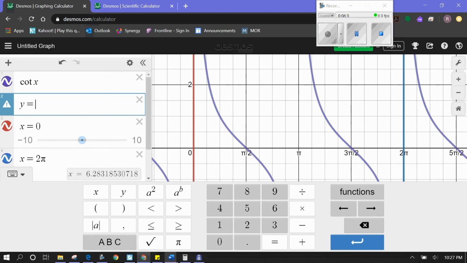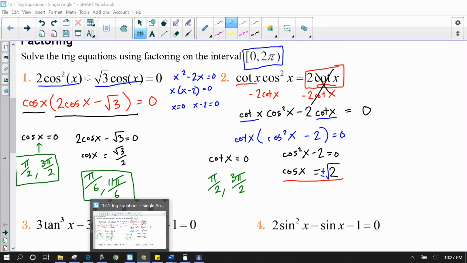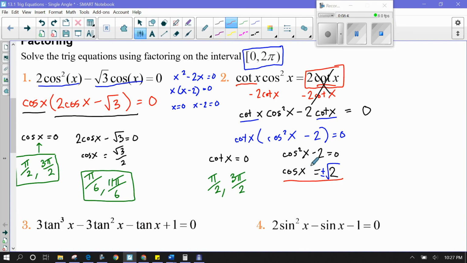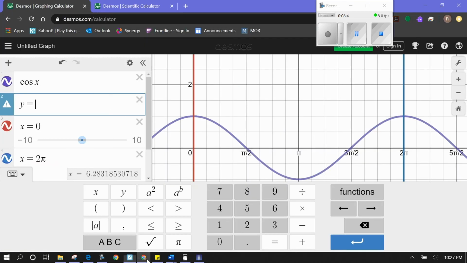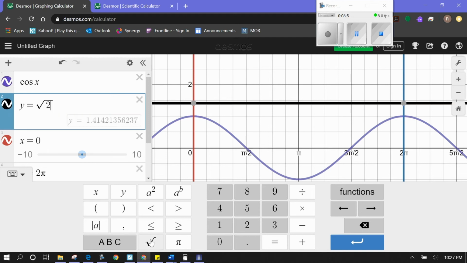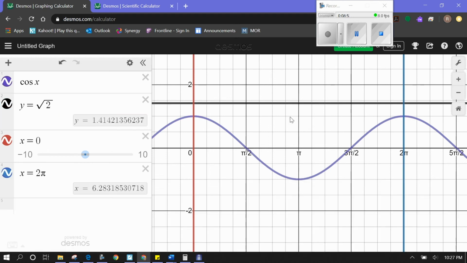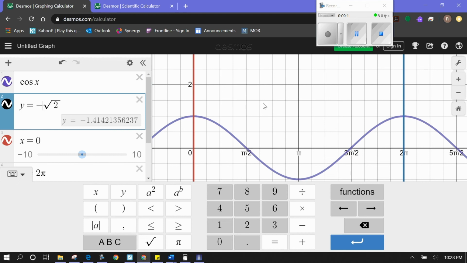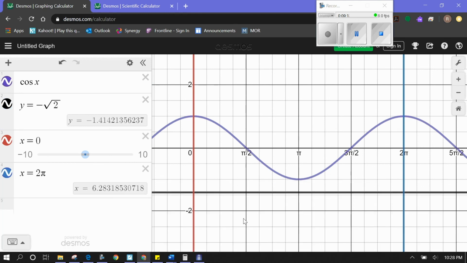So let's go ahead and change this to cosine. And I want to know, where's my output going to be positive or negative square root of 2? So let's try the positive one first. So positive square root of 2. And this is what I'm getting. So looking at this, there's no place where we're getting an output of square root of 2. The black line is not crossing our cosine function at all, so there's no solution between the two of them. Or even if I do the negative version, it's still a little bit too low or too high.